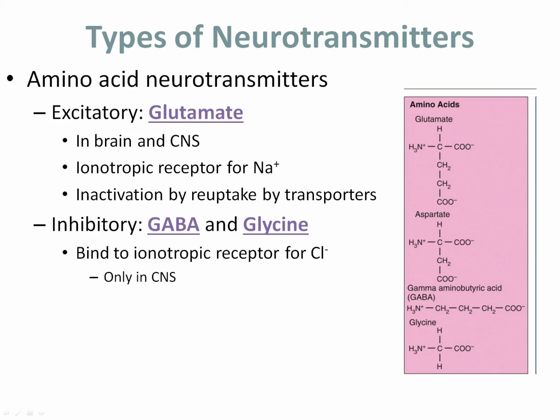So we have special transporters in the membrane of the synaptic knob that can basically pick up that glutamate and bring it back into the axon terminal. We also have two inhibitory amino acid neurotransmitters. They are GABA and glycine. These both bind to ionotropic receptors that allow chloride to pass through the ion channel. These are only found in the central nervous system.